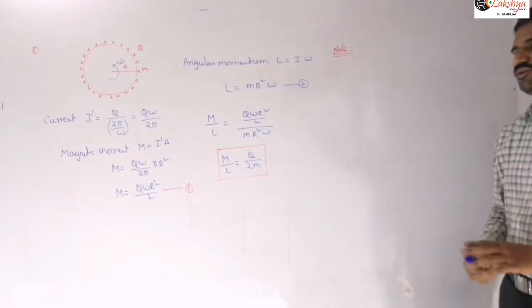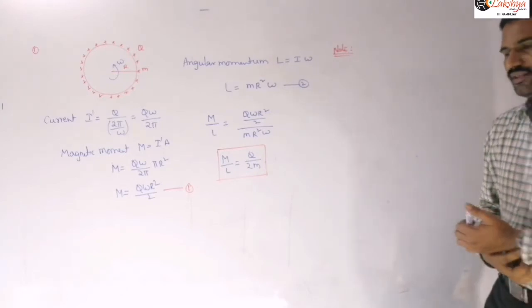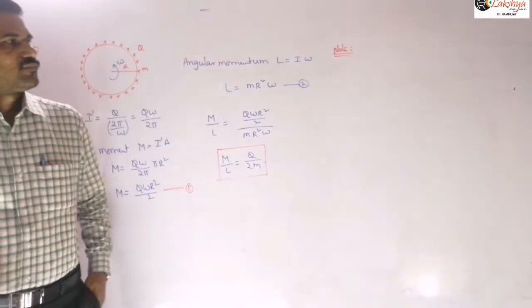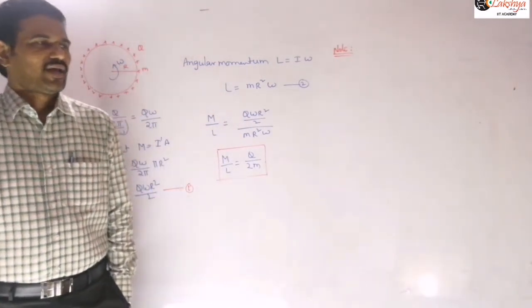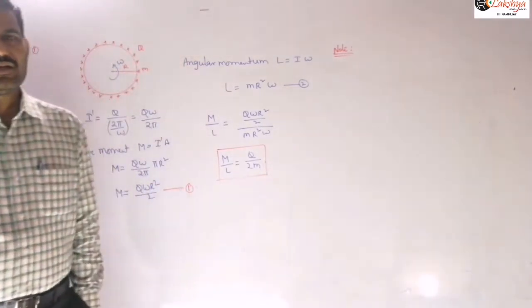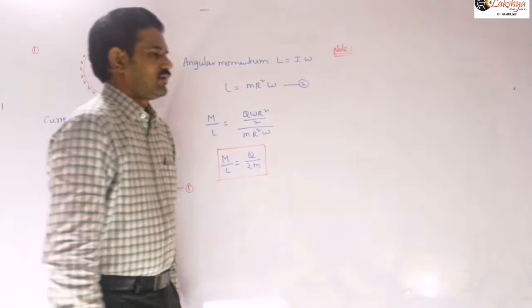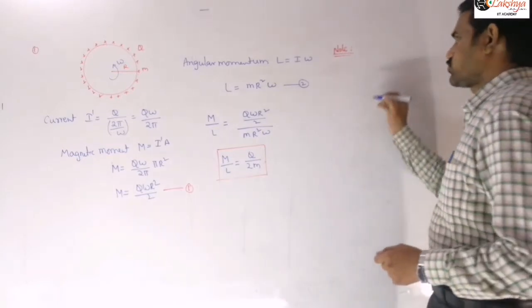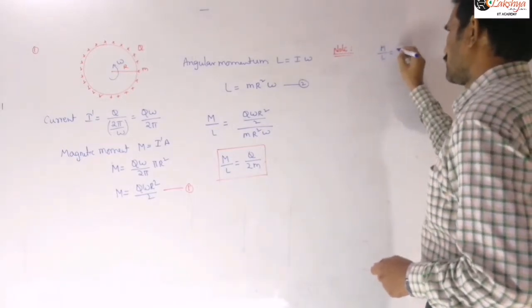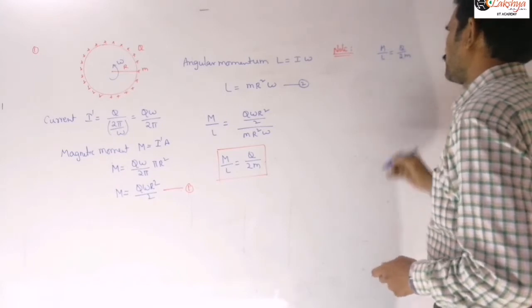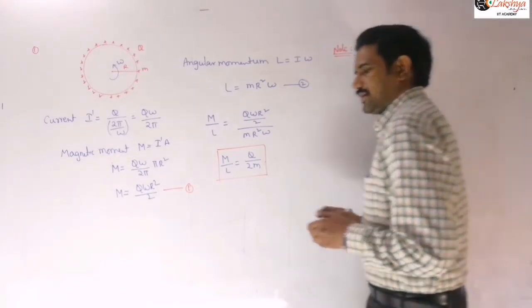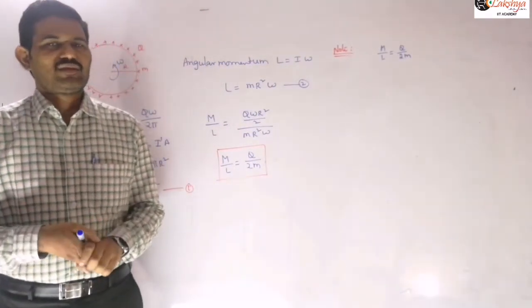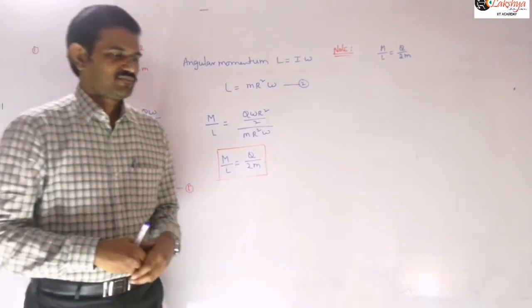So write that note. Therefore, the ratio of magnetic moment to angular momentum, M by L, is equal to q by 2m. It is the same for all objects.